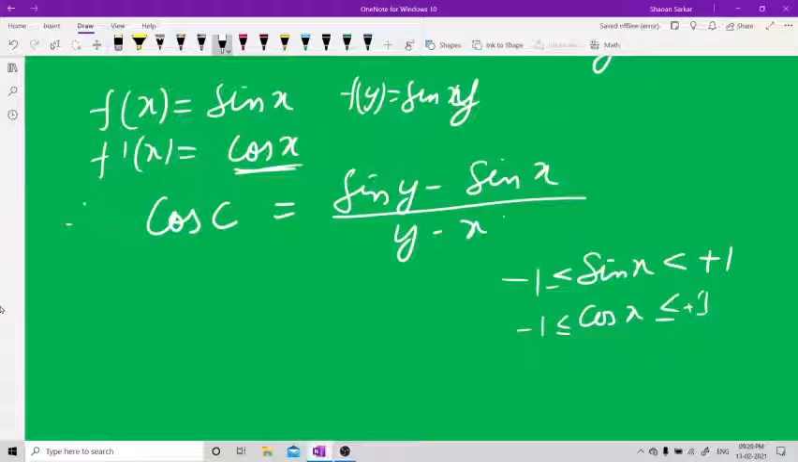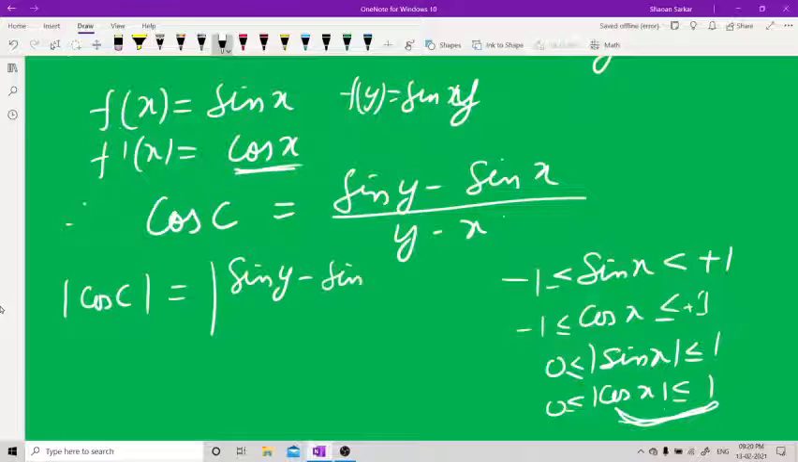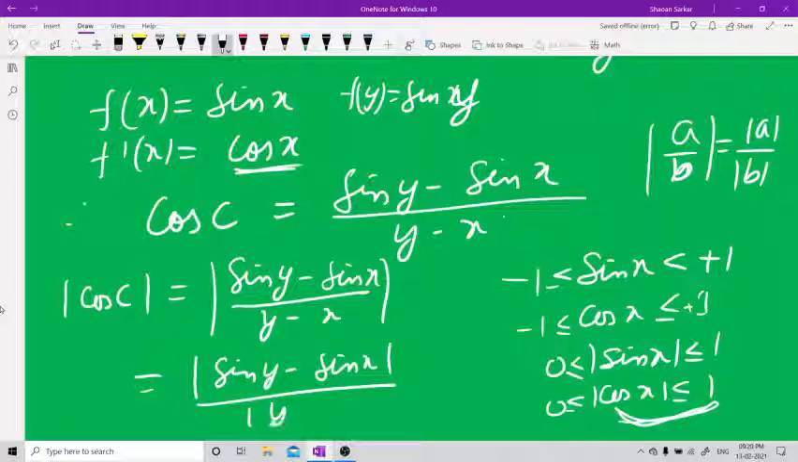So mod sin x is greater than or equal to 0 and less than or equal to 1. Similarly, mod cos x is greater than or equal to 0 and less than or equal to 1. I'm taking these two conditions. Take mod on both sides. Mod cos c is the mod of sin y minus sin x upon y minus x. You know that mod of a by b is mod a by mod b, so you can write this as mod sin y minus sin x upon mod y minus x.